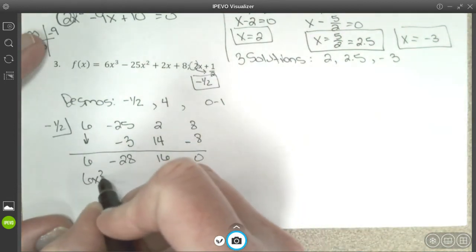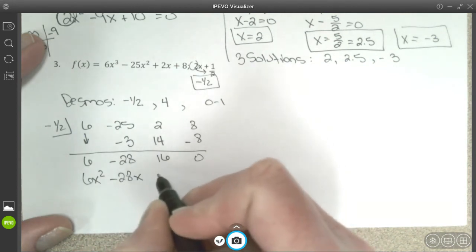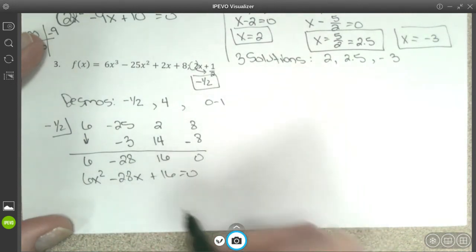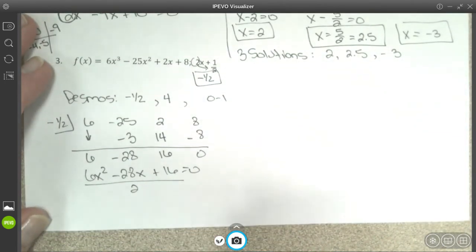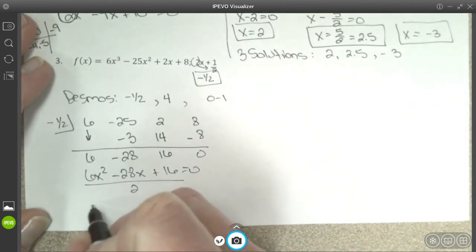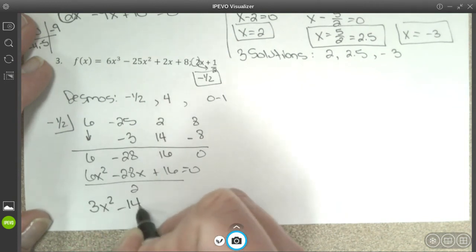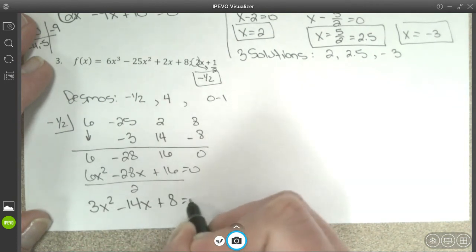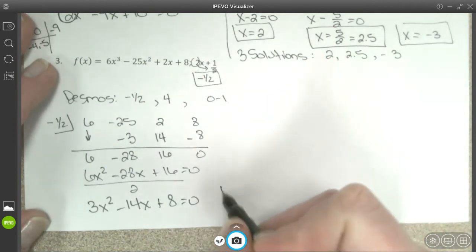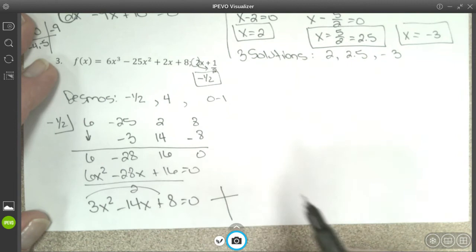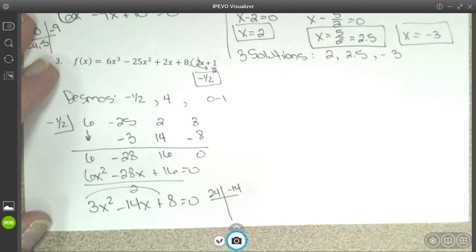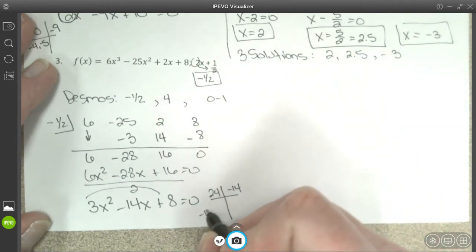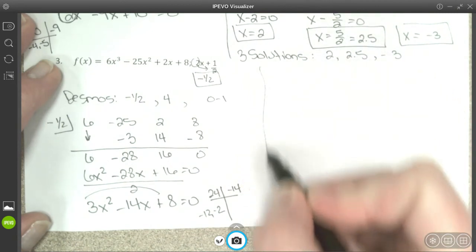Put your variables in. So 6x squared minus 28x plus 16 equals 0. I'm going to divide by 2 so that I can get rid of my GCF here. So now I have 3x squared minus 14x plus 8 equals 0. When I make my ACB chart, I need factors of 24 that add to negative 14. So I get negative 12 and negative 2.